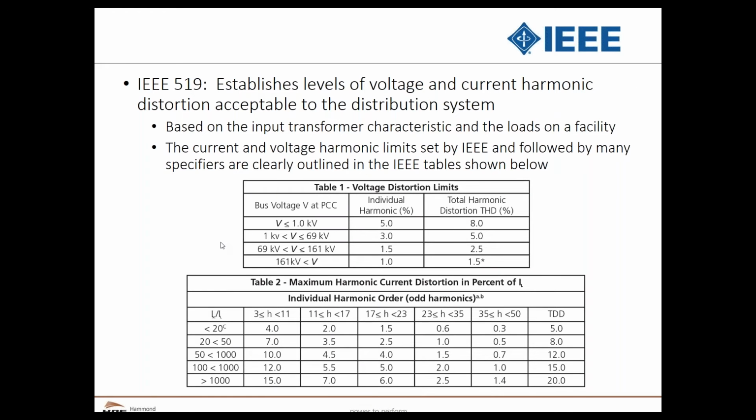These are the tables from IEEE 519 that detail voltage and current distortion limits. This presentation is focused on low voltage systems less than 1,000 volts, so voltage distortion is limited to 8%. The current distortion limits depend on the ratio of short circuit current to maximum demand load current, but often the limit will be 5% or 8% total demand distortion.